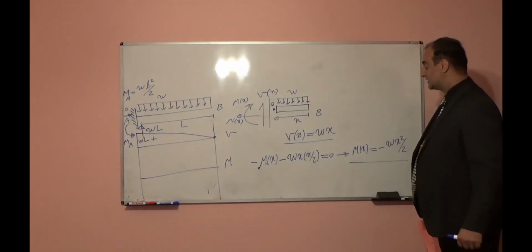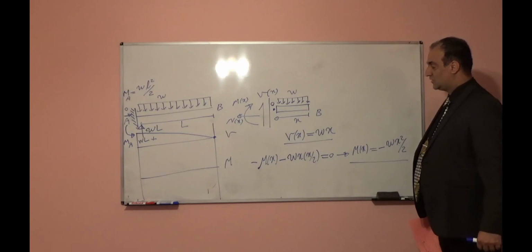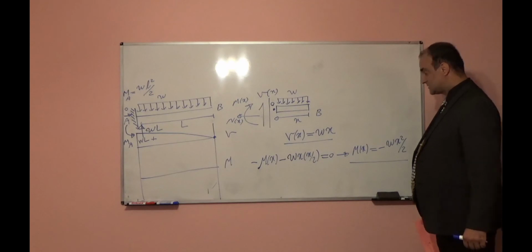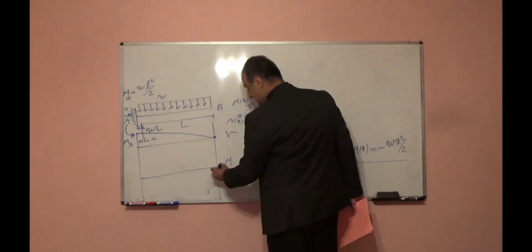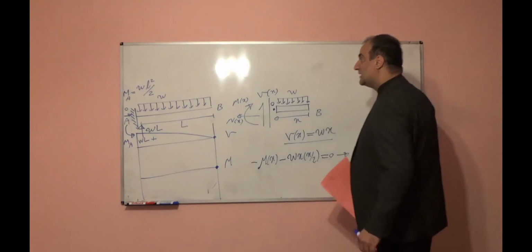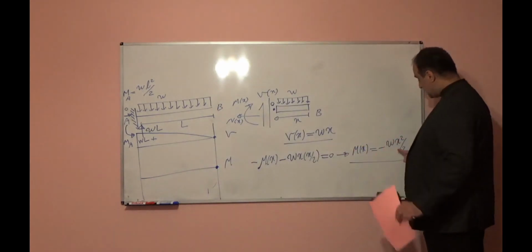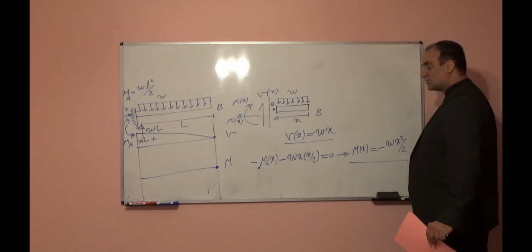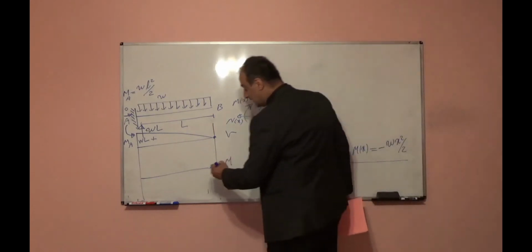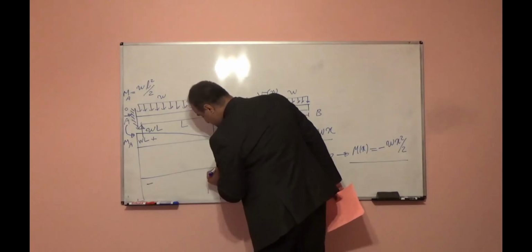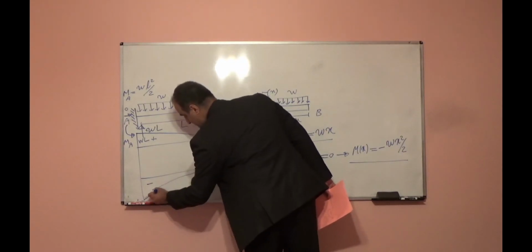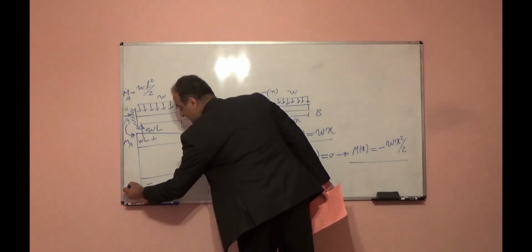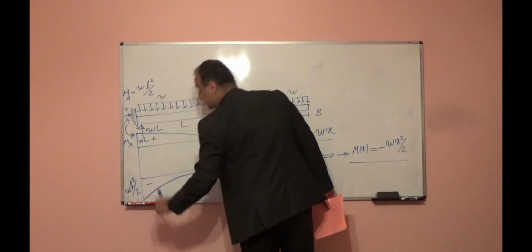From this equation, if I want to draw the moment diagram, at x equal to 0, moment will be 0. At x equal to L, meaning point A, instead of x plug in L, it will be negative WL squared over 2. Because it is a parabolic curve, you will draw one curve, attaching 0 to W L squared over 2.